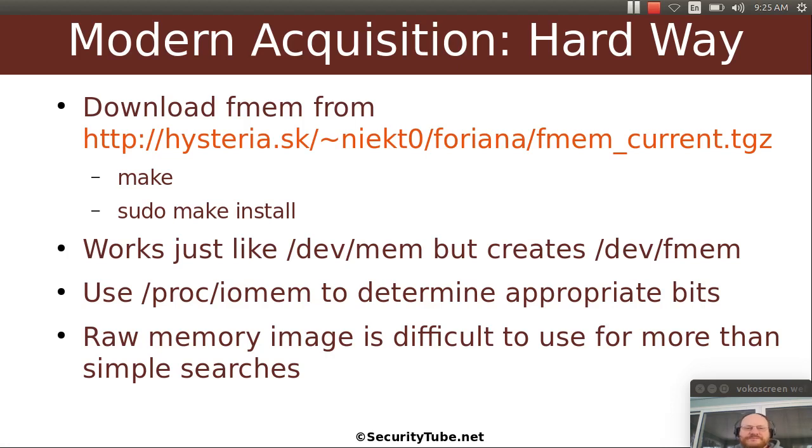Well, the hard way to acquire memory images from a modern system is to create a new device that acts just like the old mem device. And this new device is called fmem, for forensics memory. If you go to this link I provided here, you can download the code for this. It's pretty easy. You do a sudo make install, and then it works just like devmem used to. You can treat it just like a file.